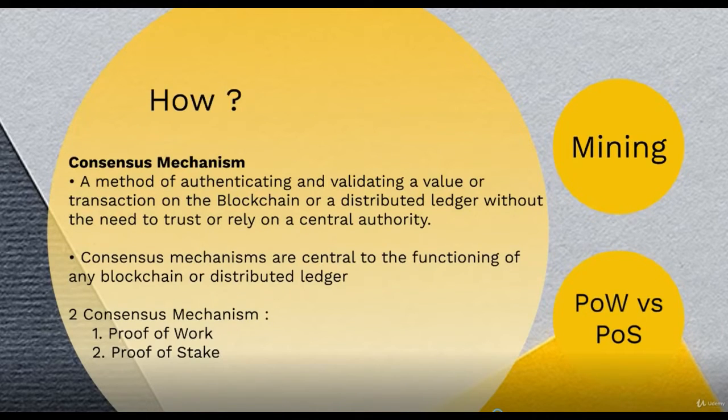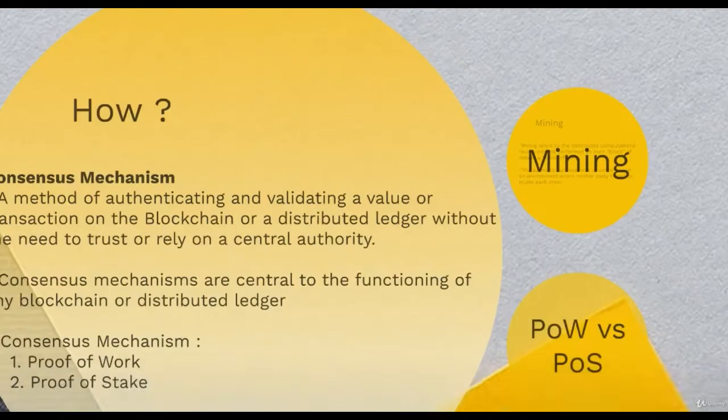But currently, Bitcoin is using proof of work, and Ethereum is also using proof of work. But now Ethereum is moving away from proof of work, and they are planning to implement the proof of stake mechanism. So we will see what these two consensus mechanisms are all about.